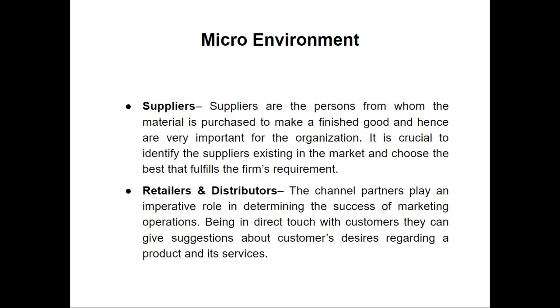So selection of supplier and supplies matter a lot in this micro environment.